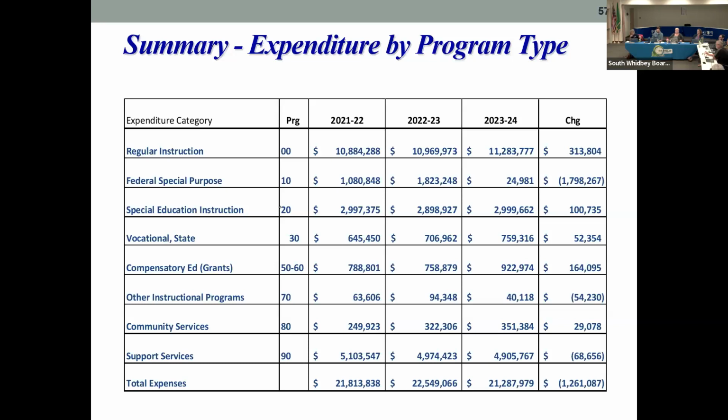Based on the number of state grants we have, and the fact that the free and reduced number increased those a little bit, we go up slightly. The other instructional programs, other types of grants, we go down a little bit. And community services, which is basically the community center, goes up slightly. And support services, which are all the support costs in the district, it's going to be your board budget, superintendent budget, my business office budget, the custodians, the maintenance, the food service, and transportation.